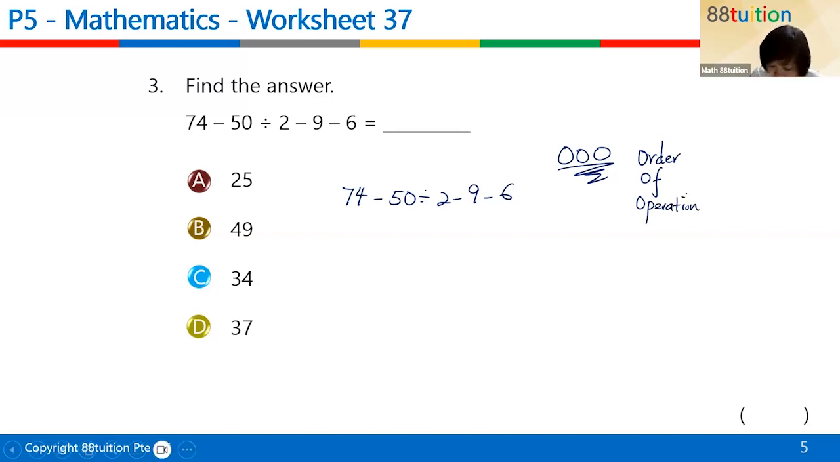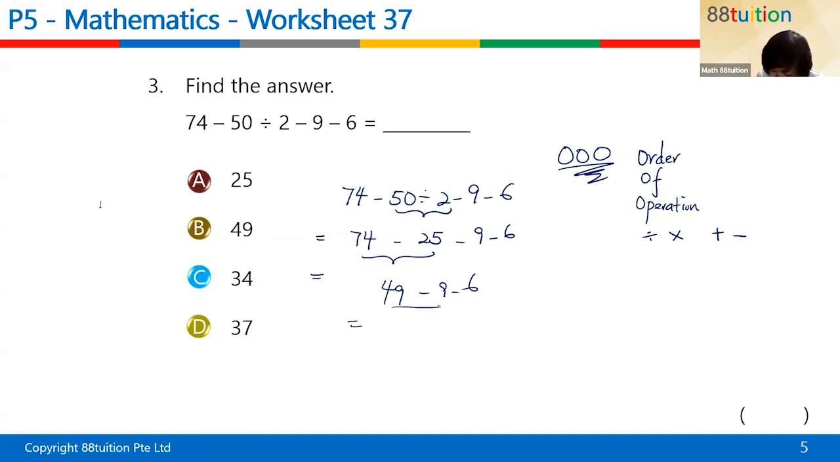Operation. Okay, so order of operations: divide, times, plus, and minus. Okay, so now you have this thing first, 25 minus 9. You have to do it from left to right. So you can do this first. 74 minus 9, minus 6, minus 25. Then you do this, you should get 34. Okay, C, 34.